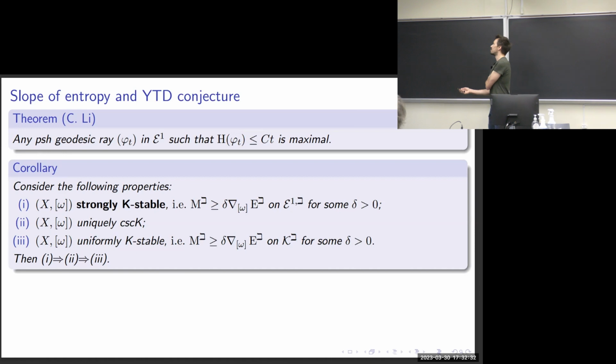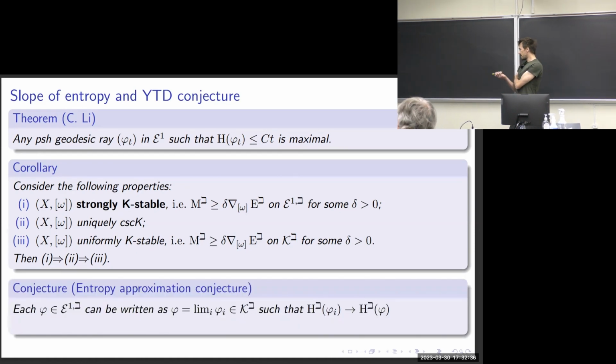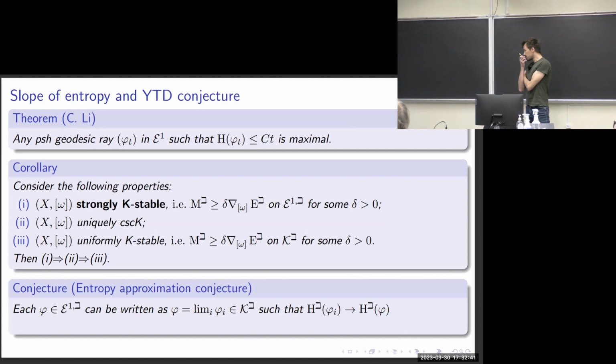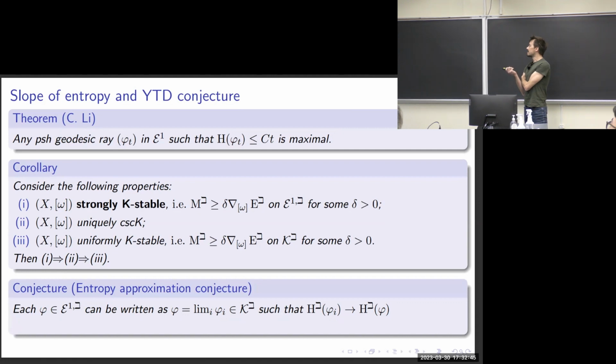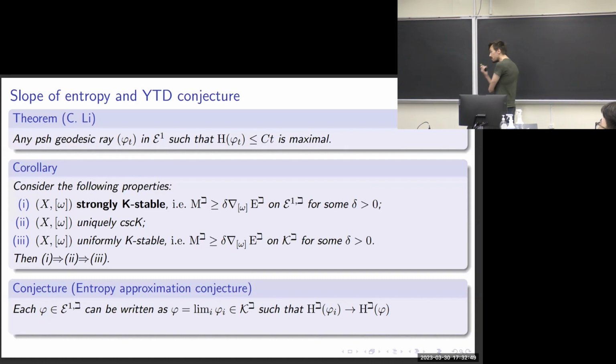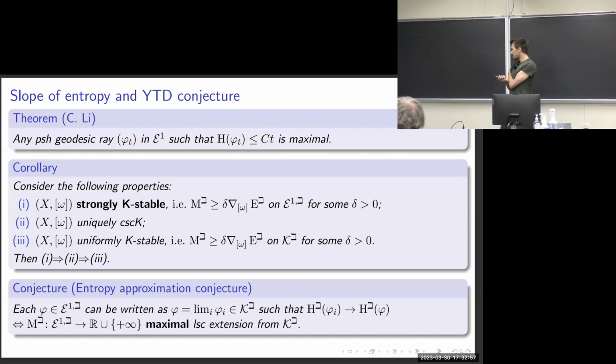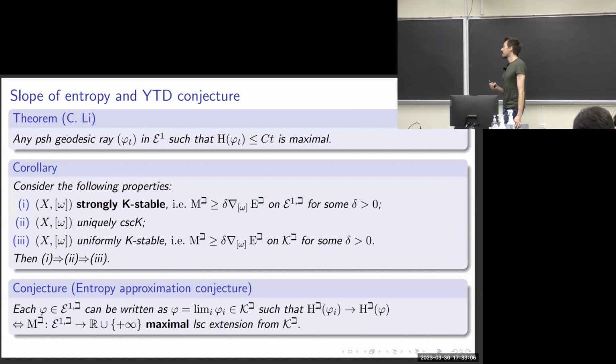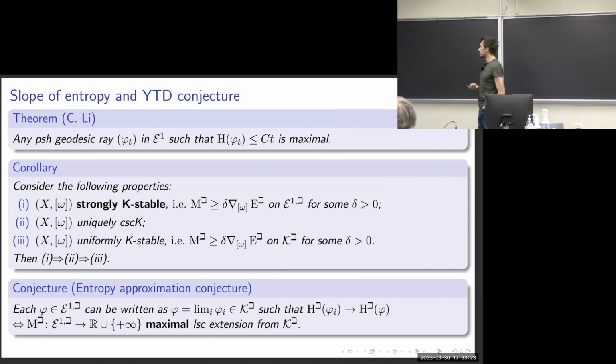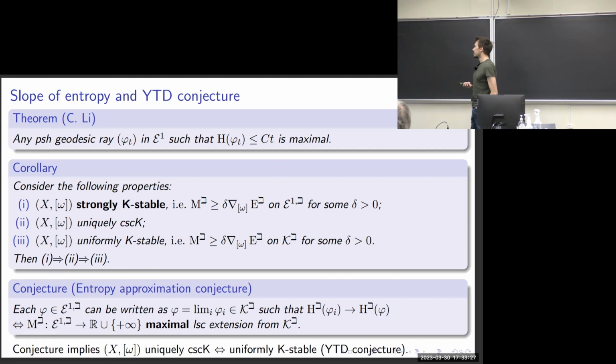To complete the picture, you would need to show that 3 implies 1. And that's this conjecture we made with Matthias Janssen, the entropy approximation conjecture: that if you take any function in E1 bet, you can regularize it, write it as the limit of non-Archimedean Kähler potentials in such a way that the non-Archimedean entropy converges. That means exactly that the extension of the non-Archimedean K energy functional we constructed before is the maximal LSC extension. That is true on the complex side of the story, proved by Berman, Darvas, and Lu. We hope the same holds in the non-Archimedean case, but there are serious difficulties, and it's still wide open at the moment. But if you can prove this conjecture, then you're done. It will tell you that 3 implies 1, and then you have equivalence of all of them.